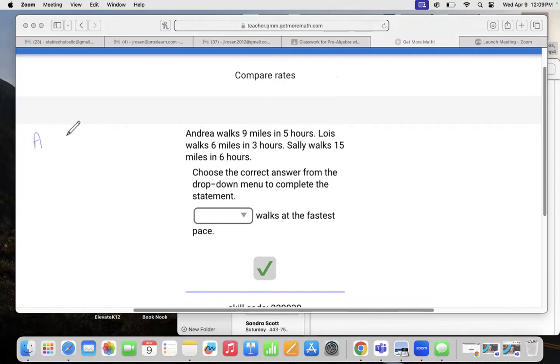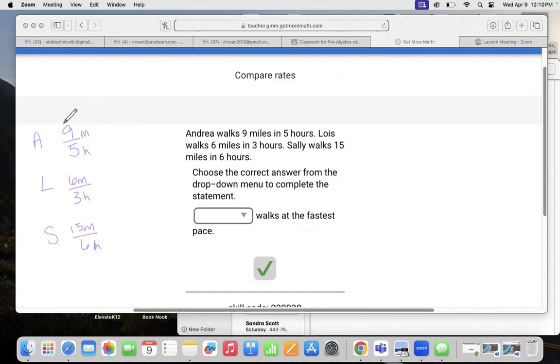I'm going to have Andrea is 9 miles in 5 hours. And I'm going to keep the order the same, miles, hours, right? Lewis walks 6 miles in 3 hours. And then Sally walks 15 miles in 6 hours. Okay. So again, order is going to matter. You want to have the miles over the time. Time is always going to go at the bottom. That's just an unwritten rule.